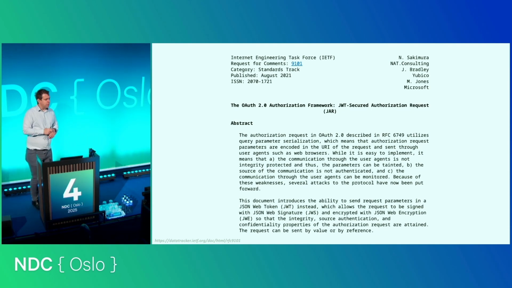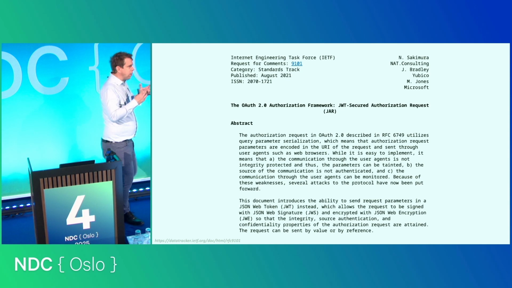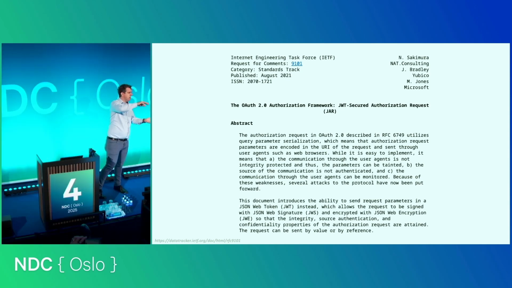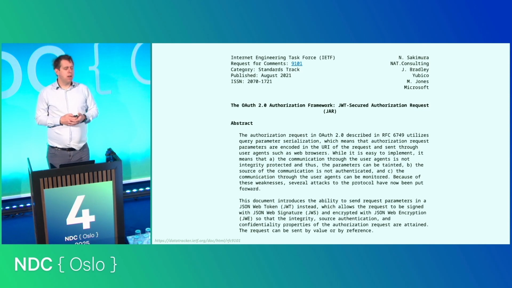JAR is RFC 9101, if you like RFC numbers, and it basically describes a way for the client to protect the integrity of this request with all the parameters by putting all of that inside a JSON Web Token, and then sending it to the STS. That's in a nutshell what it is. It's fairly simple, fairly straightforward, and I want to show you how that works in practice.